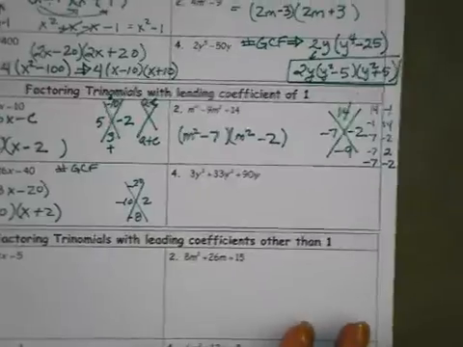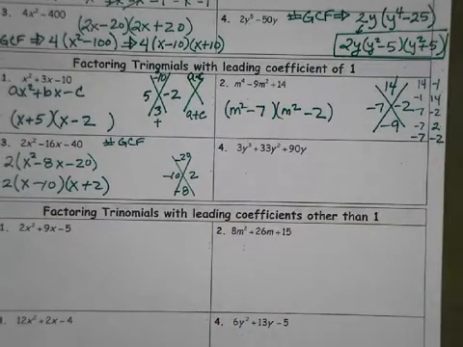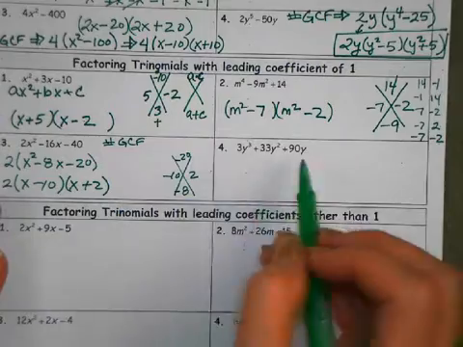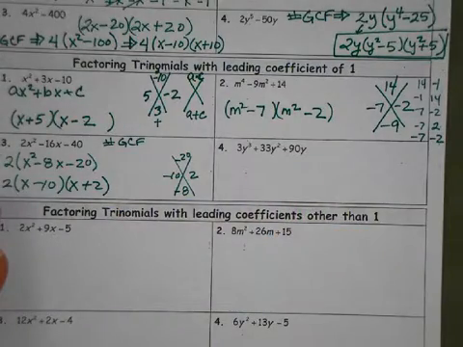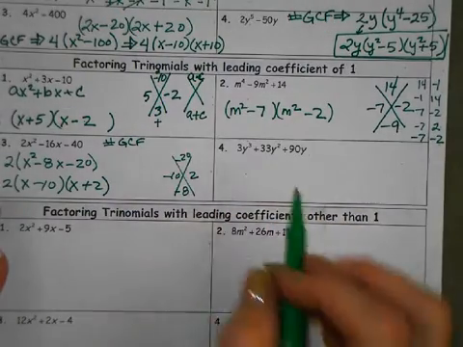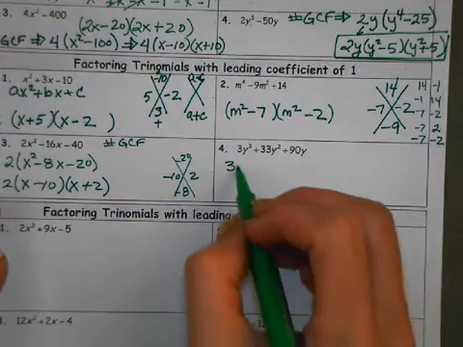Okay. Alright, so let's look at number 4. Now number 4 is different. Again, my trigger is, it's not in ax squared plus bx minus c, is it? Or plus c, is it? It's y's and everything. So my trigger is, hey, is there a greatest common factor? Is there anything I can pull out of each one of those? I could pull out a 3. Is there anything else I can pull out? I can pull out a y.